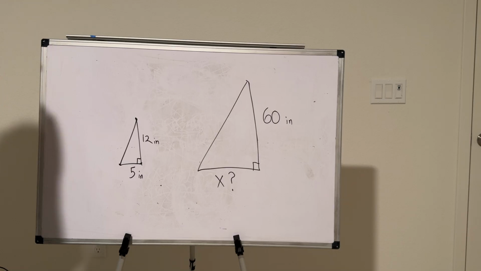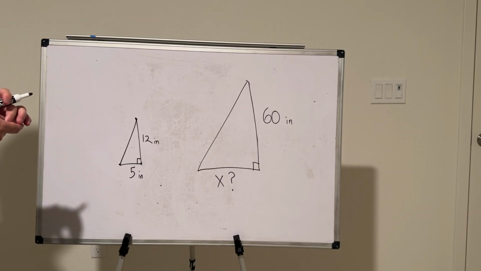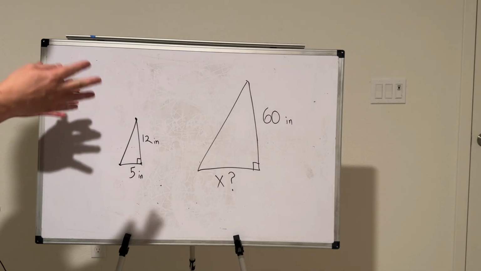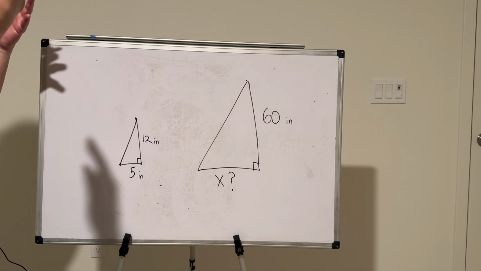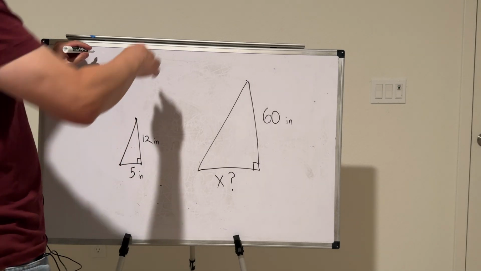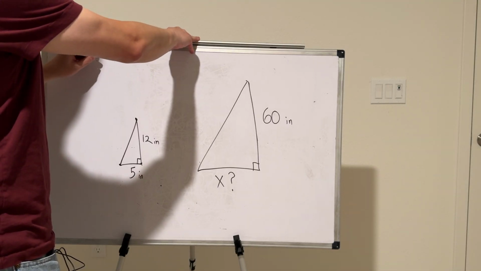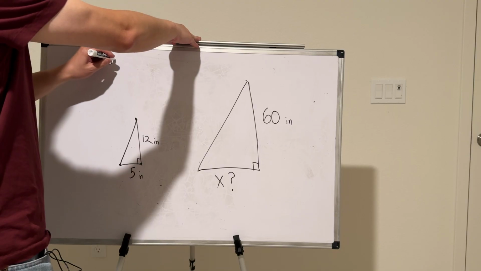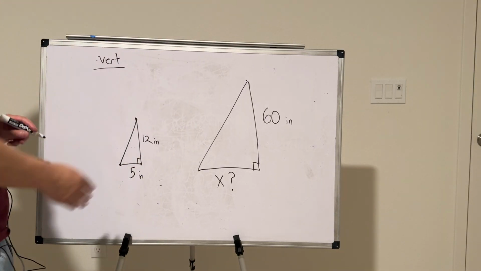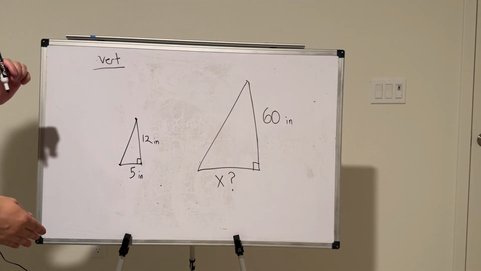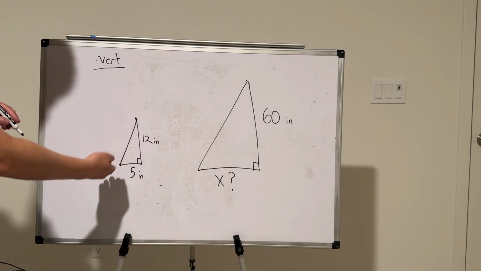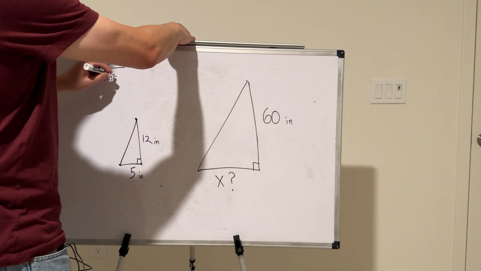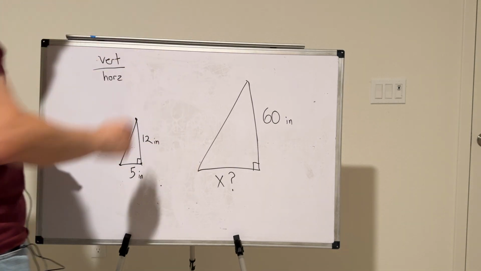And I'm going to think in my head, how am I going to set up this proportion? It doesn't matter which way you go, as long as you're consistent, but I'm going to set it up in such a way that the side that is vertical is going to be the top part of my ratio. The side that is horizontal or flat is going to be on the bottom.